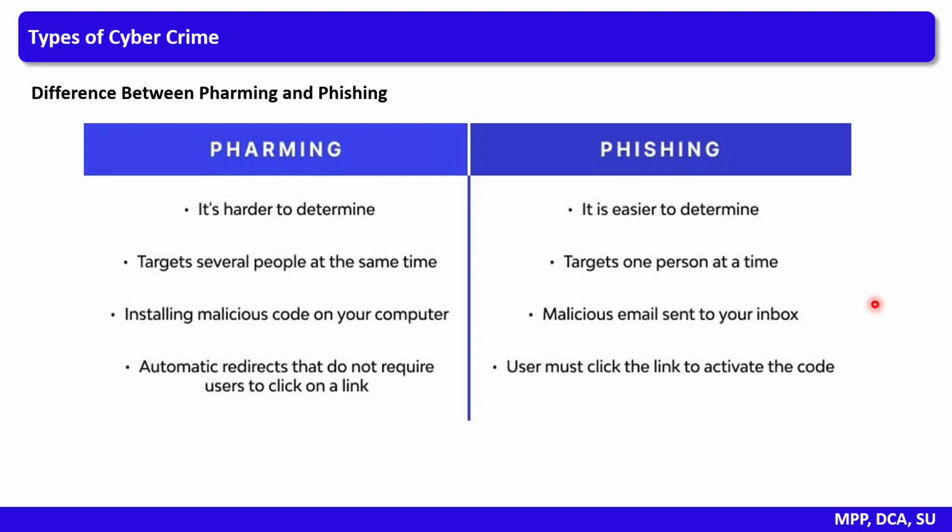In contrast to farming, phishing attacks are very easy to determine. Phishing is performed generally to target one person. Phishing involves sending malicious email to your inbox, which the user needs to click in order to activate the code. So these are the basic differences between farming attack and phishing attack.